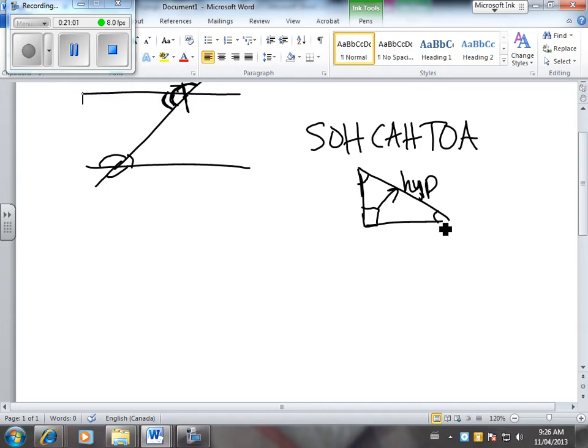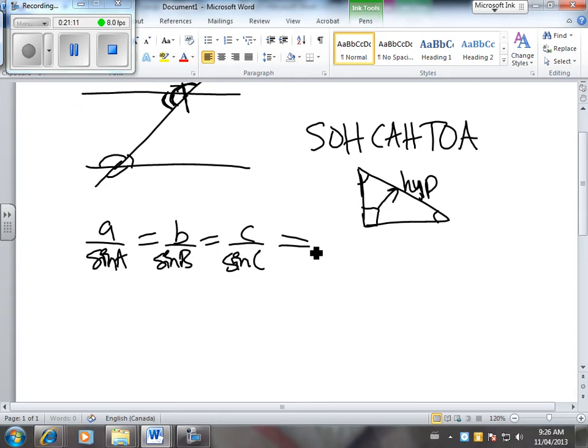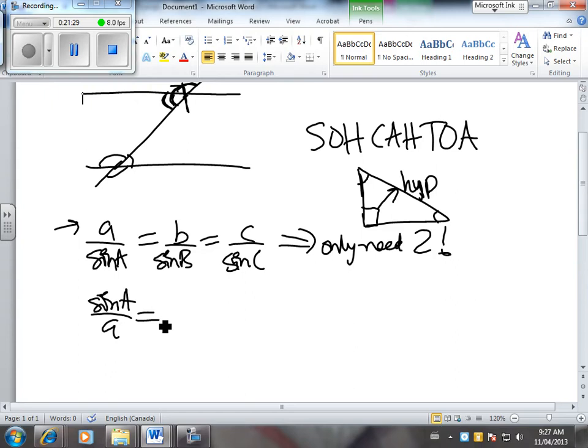Then for sine law, you have a over sine A, b over sine B, and c over sine C. But remember, you only need 2 of these. You're never working with all 3, okay? And put what you don't know on the top. So if you're looking for a length, put the lengths on the top. But if you're looking for an angle, put the angles on the top. It's just a little algebra trick that makes your life a little bit easier in calculating.